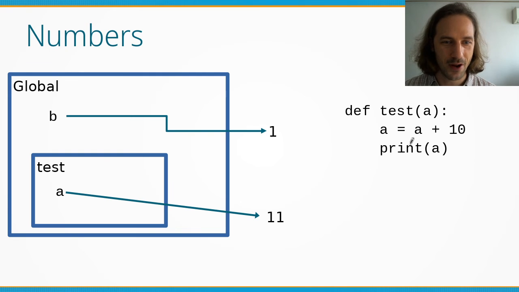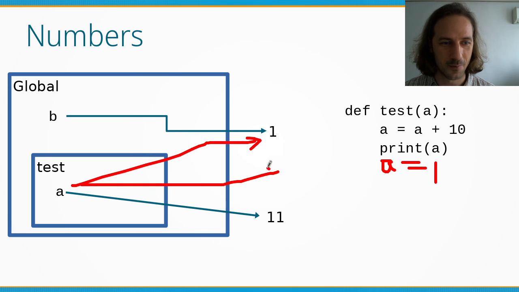It wouldn't matter if I reassign here, let's say A equals 1. Again, it would not really matter if this one is the same one as this one, or if it's a different one. It doesn't really matter, because the numbers themselves are immutable. You cannot change the number itself. You can reassign the variable to a different number, but you cannot change the number itself.